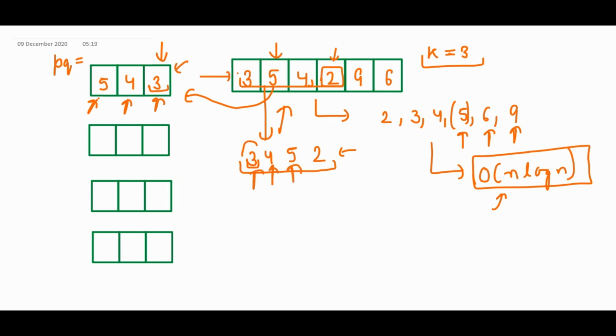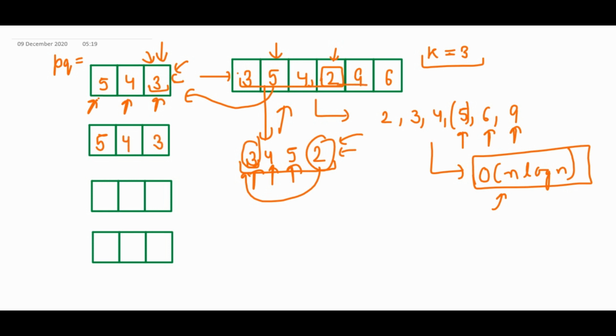So if we find an element which is smaller than the top of the priority queue, that is 3, then we don't have to do anything. Why? Because the third largest element will never be changed by an element which is smaller than the top of the priority queue. Okay. So when we got 2, we don't have to do anything and our priority queue will look like this only.